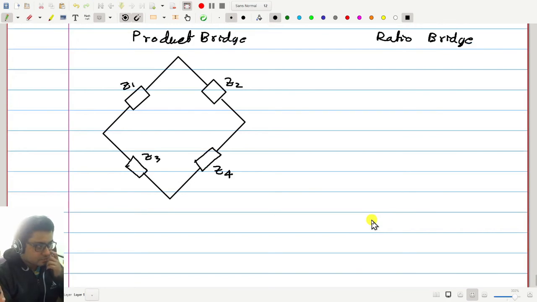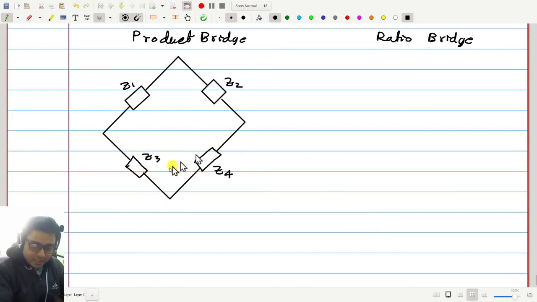Sir, I wanted to ask a question. In these types of bridges, the source and the detector are interchangeable, right? If we interchange the positions, the same balance condition will be achieved, right? Yes, that's what I am saying. Source and detectors are interchangeable. The balance equation will remain the same. Sensitivity may change. That's why I am not drawing the source and detector.